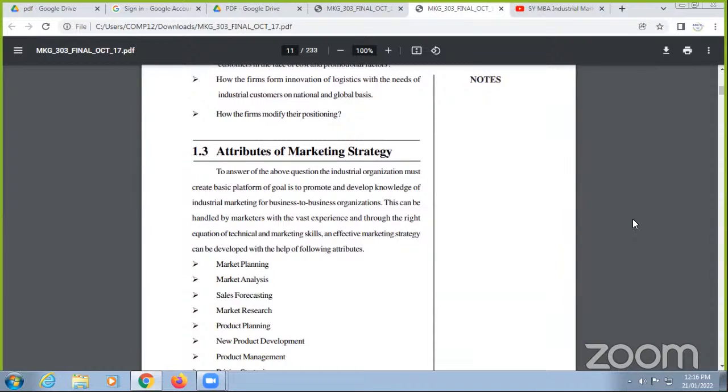Marketing strategy means, to answer the above questions, the industrial organization must create a basic platform whose goal is to promote and develop knowledge of industrial marketing for business to business organizations. This can be handled by marketers with vast experience who know the right equation of technical and marketing skill.